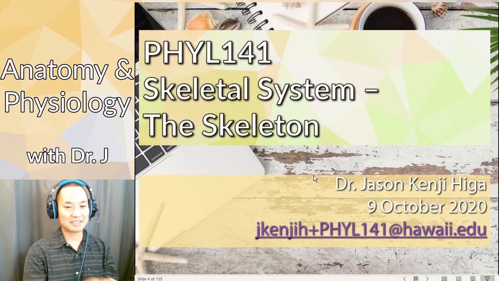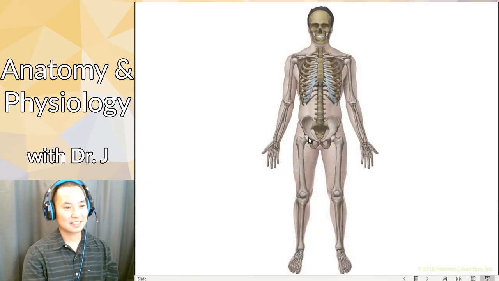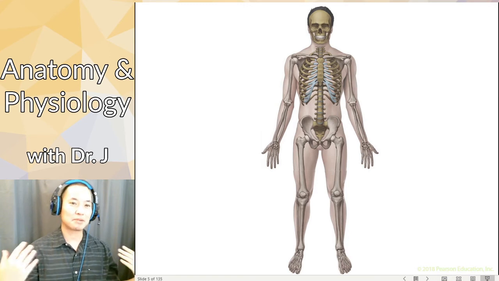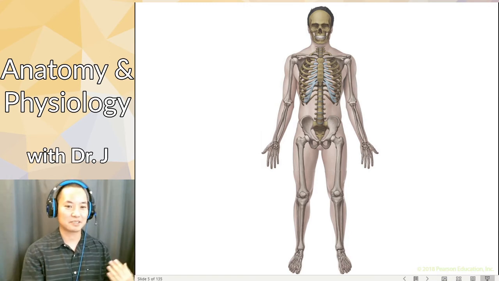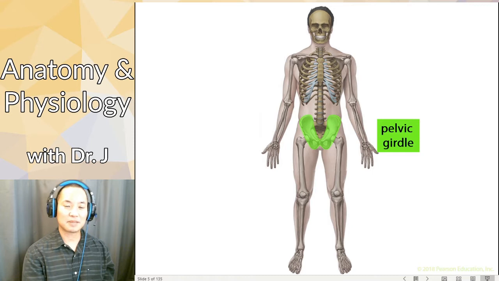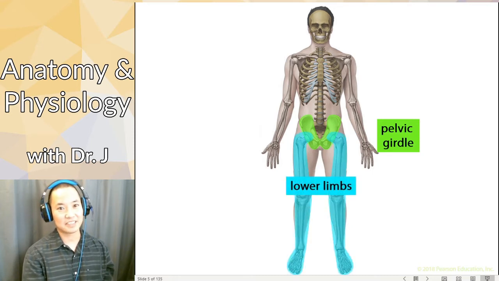All right, so back to our lesson. Okay, so we finished the appendicular skeleton in terms of the upper part. We talked about the shoulder slash pectoral girdle and also the upper limb. But now let's talk about the lower part. So let's talk about the pelvic girdle and your lower limbs, aka your legs.